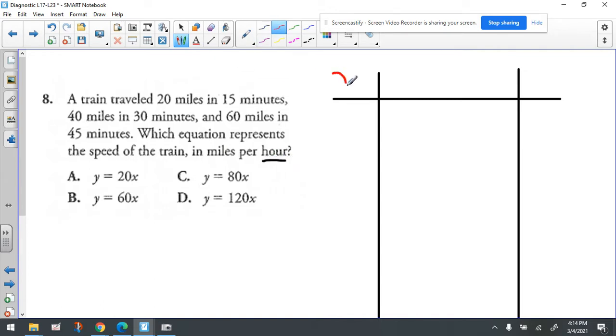Typically, we put the x, or the independent variable, on the left. We put the y, or the dependent variable, on the right. And we have to ask ourselves, we have two units here. We have miles and we have hours. So which thing depends on the other? How many miles you go really depends on how many hours you're traveling. So that makes hours our independent variable, which means how many miles we go would be our dependent variable.